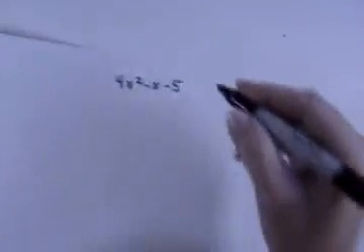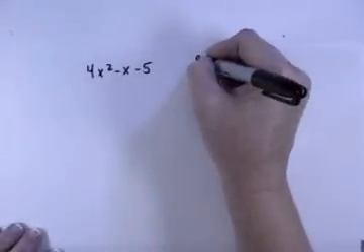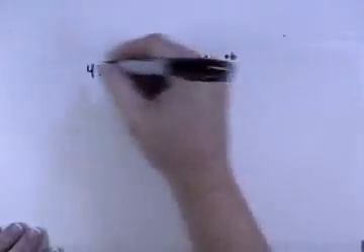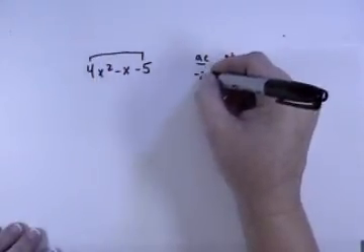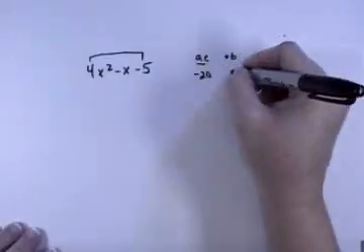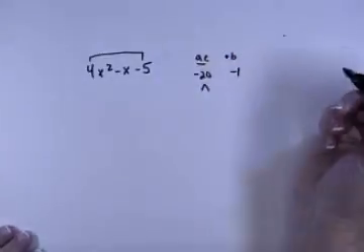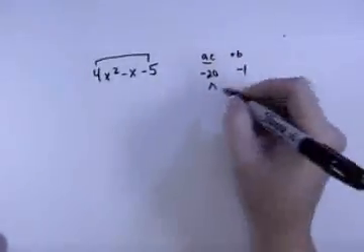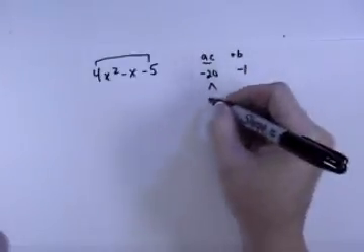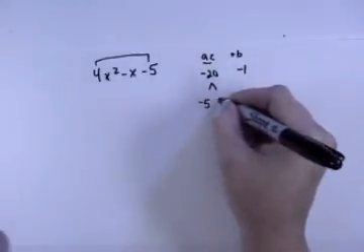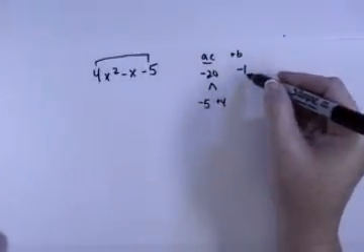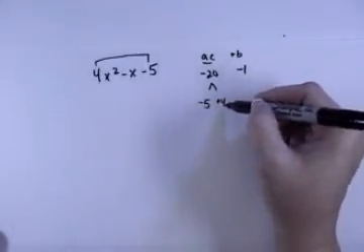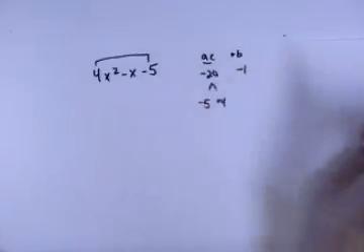And I always call that the AC plus B method, okay? What's A times the C term? That's negative 20. And what's the B term? Negative 1. So I need two numbers that are going to multiply to give me negative 20 and add up to give me negative 1. So those numbers would be negative 5 and positive 4, correct? Negative 5 plus 4 gives us negative 1, and negative 5 times 4 gives us the negative 20.